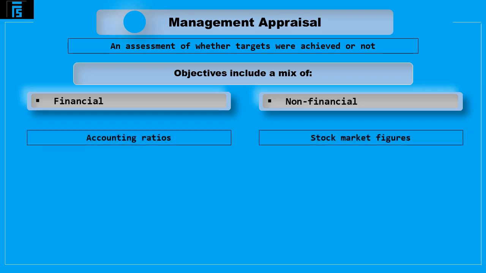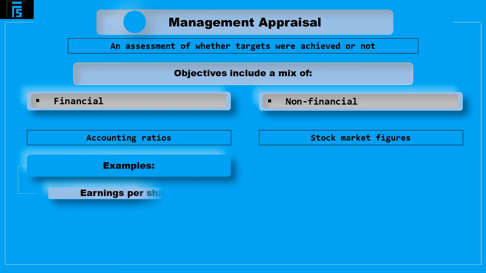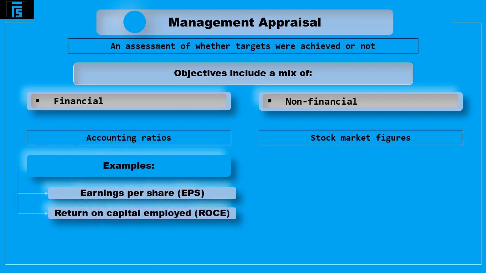Financial targets used in management appraisal may refer to accounting ratios or stock market figures. Examples of the first are earnings per share or return on capital employed. It is worth noting, however, that application of such metrics to the appraisal of managers has been subject to criticism because measures such as earnings are not directly linked to shareholder wealth. Use of the dividend per share ratio eliminates this drawback.